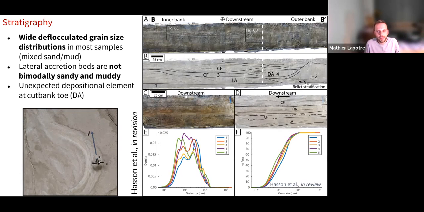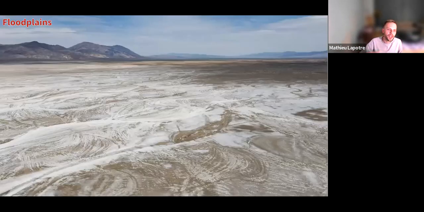This was particularly surprising in the lateral accretion sets, since what we had thought were sandy deposits turned out to be composed of really well-mixed sand and mud, very poorly sorted sand and mud. Now, in addition to trenching, we also flew a drone.